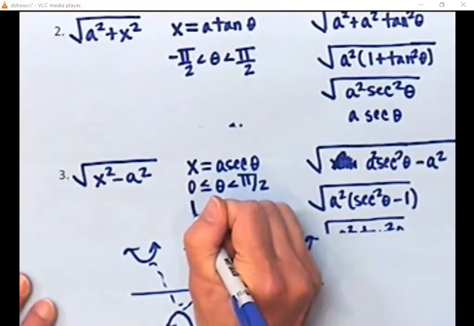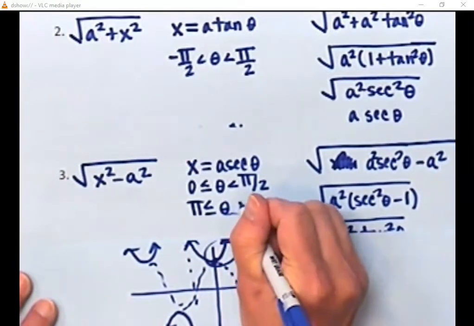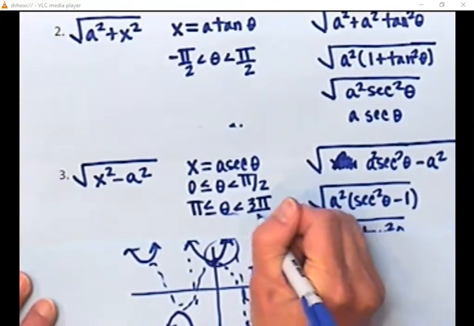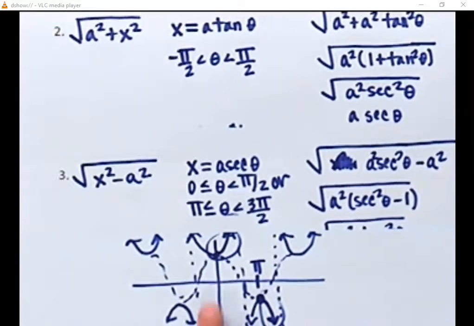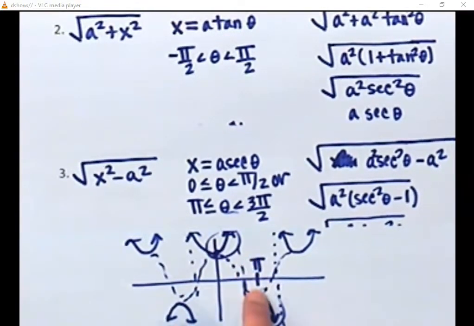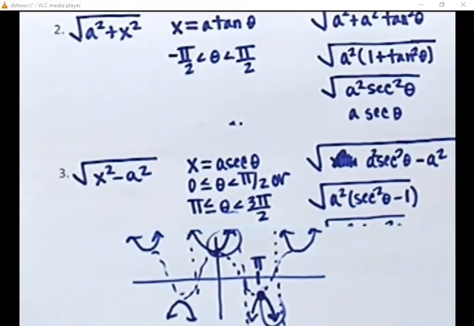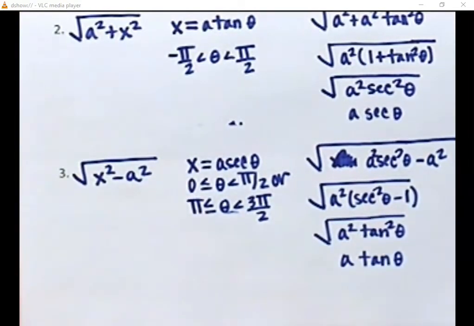So the other piece we're going to keep is from pi, that one has a point, right, to 3 pi over 2, which has an asymptote. Okay, so we're going to keep those two pieces. So from 0 to pi over 2, and then this goes from pi over 2 to pi. We're going to start at pi and then go to 3 pi over 2, where the other asymptote would be. Okay, so we're just basically using those two pieces to ensure it passes the horizontal line test.